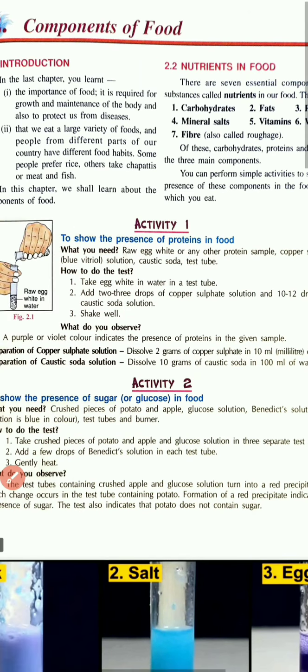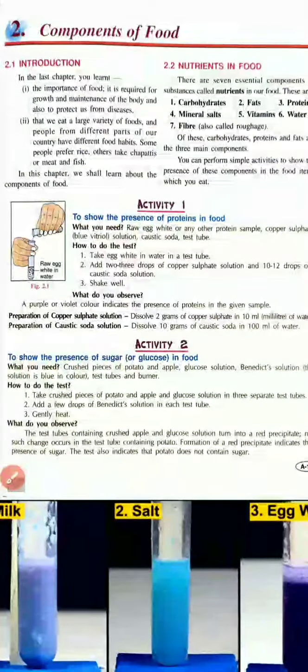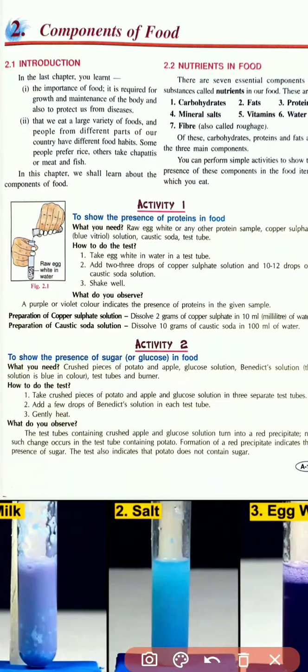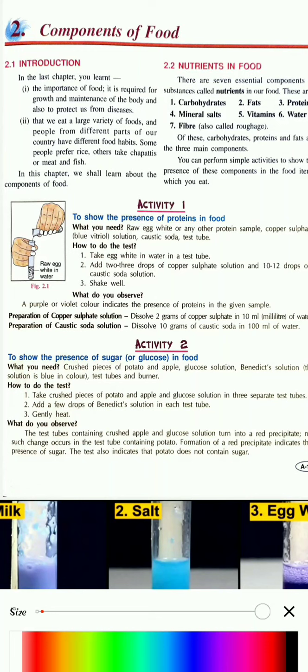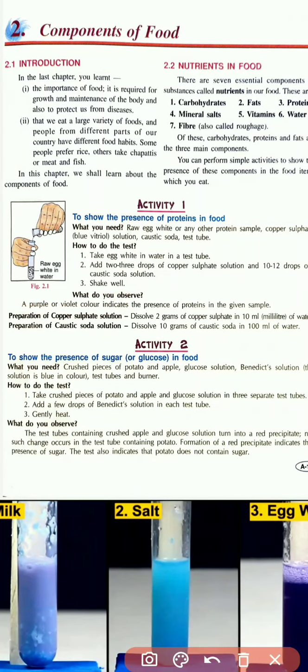After shaking, you will observe a purple or violet color that indicates the presence of proteins in the given sample. When you shake the test tube, you will find a change in the color. The test tube changes its color to purple or violet. That means you can understand that there's protein in the food.